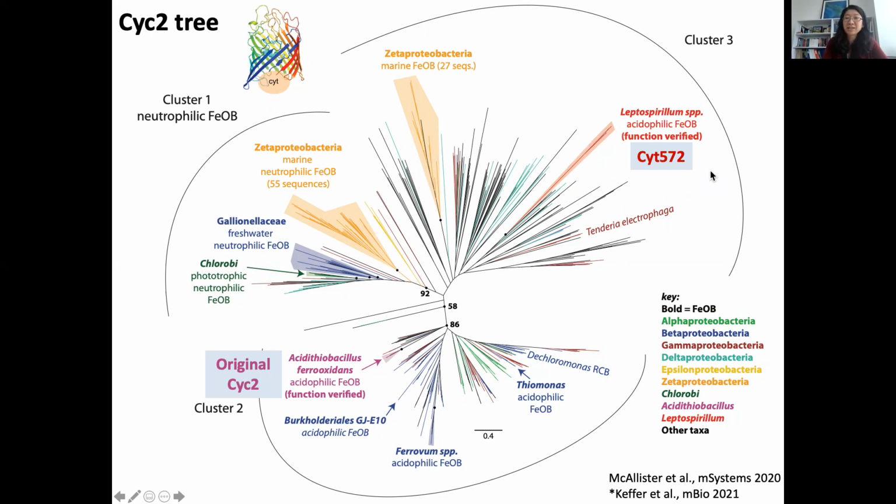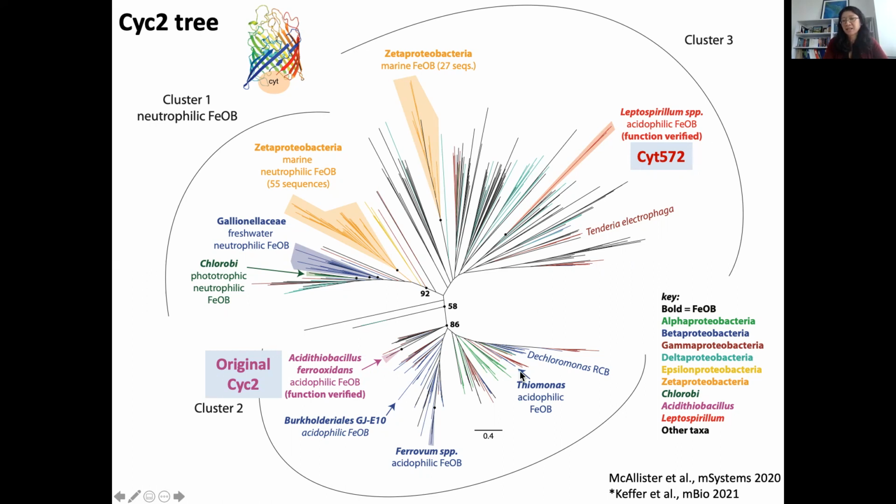And so it turned out there was another gene, another protein that was functionally verified. And it turned out to be one that I worked on in my PhD, but I just didn't know it because it was so far away and it took a while to find it. But this is a cytochrome 572 and another acid mine drainage iron oxidizer, Leptospirillum. But you see there are many, many branches on this tree, meaning it is actually quite a common gene.